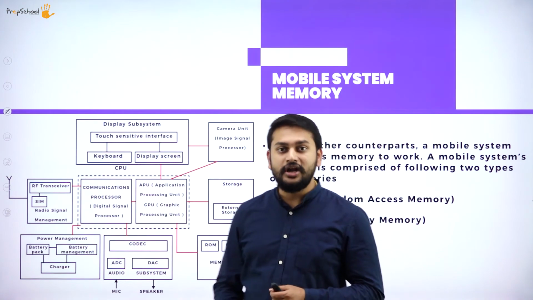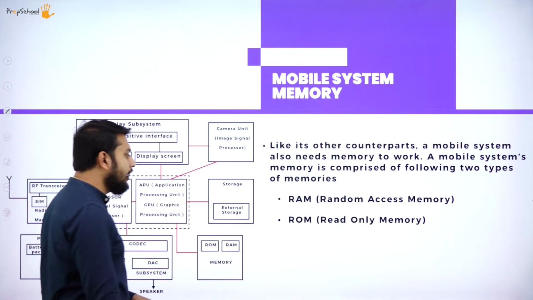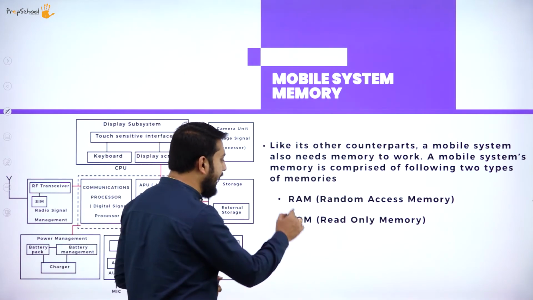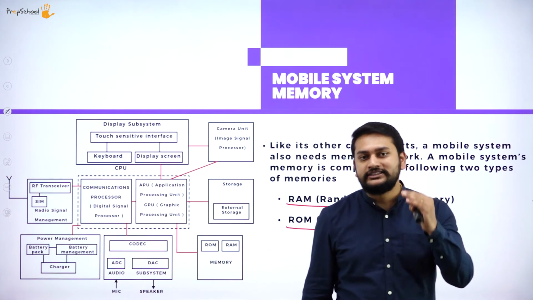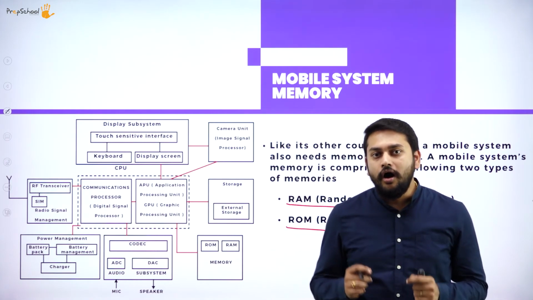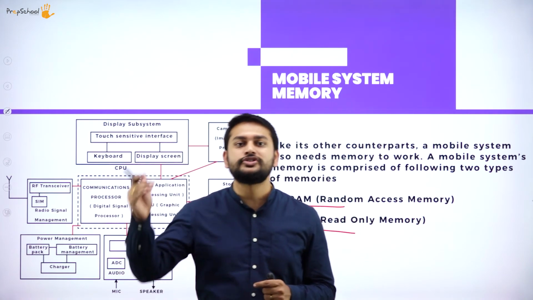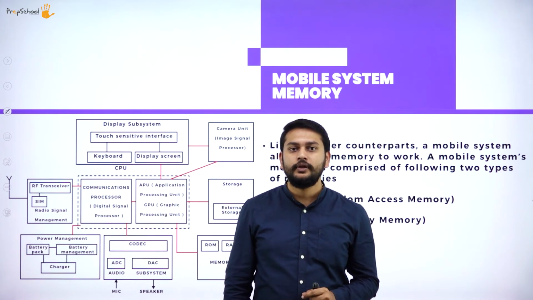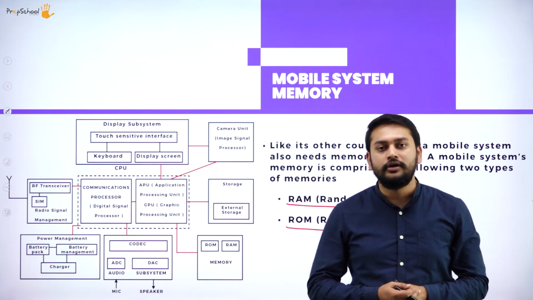Moving on to the next one, we have the memory. In the same way, like how we had it in the computer, even in mobile phones we have RAM and we have ROM. If you want to execute any applications, if you want to open any applications, every application which is getting executed will come inside the RAM and it will get executed. So again, the RAM is a volatile memory that we have in the phone.